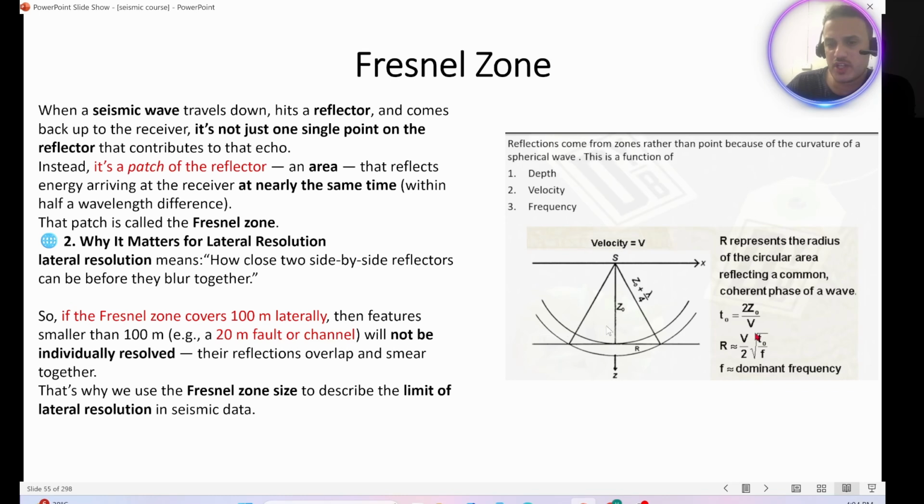In this illustration, we can show the reflections come from a zone rather than a point because of the curvature. So it's coming from a zone rather than one individual point, and we can calculate the radius of this curvature from the velocity divided by 2 times the square root of time divided by frequency. Depending on the size of this curvature, it will determine the resolution.